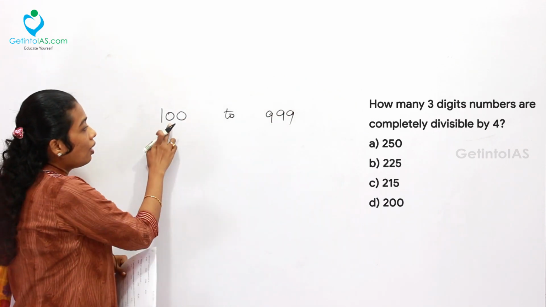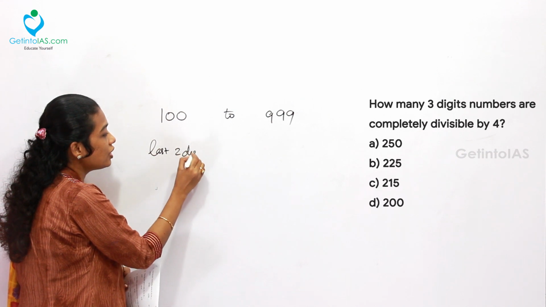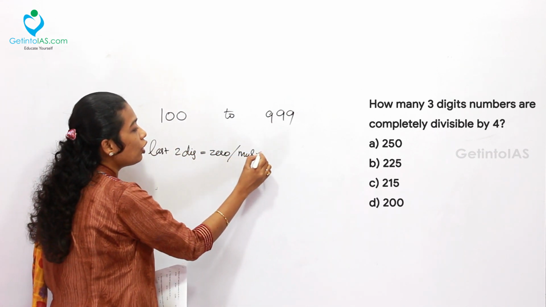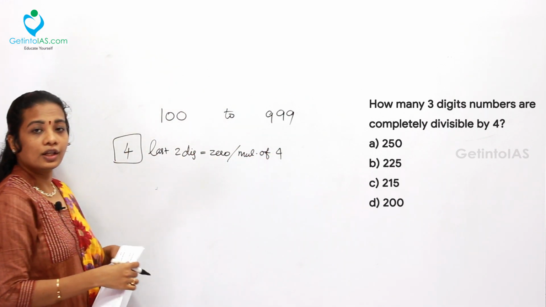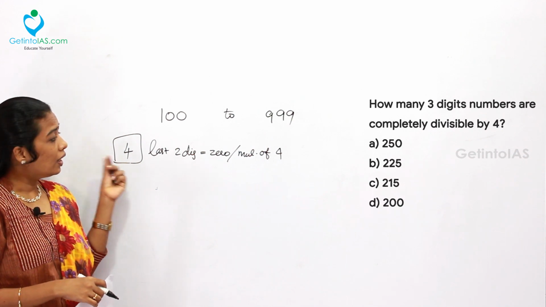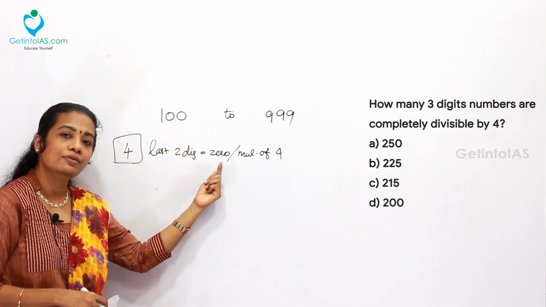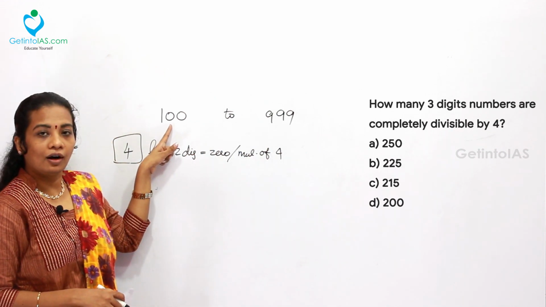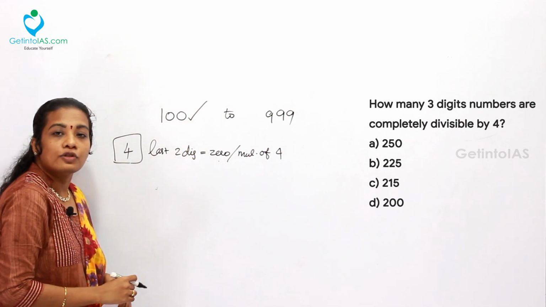From that, for 4, the last 2 digits must be 0 or a multiple of 4. So, this is the rule for 4. Any number should be divisible by 4. You can simply check just the last 2 digits, whether it is 0 or a multiple of 4. The first number, 100, satisfies this, that is, 100 is completely divisible by 4.